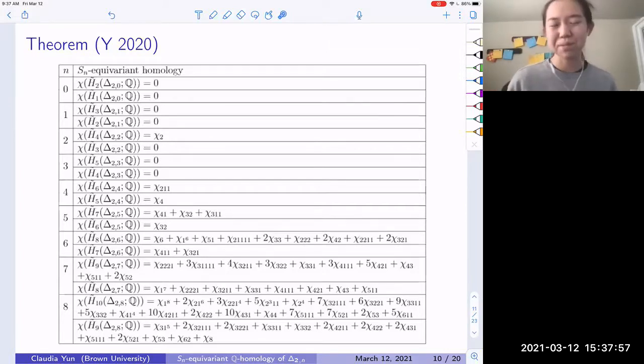And so it looks quite messy. And for the rest of the talk, I will say a little bit about how we were able to make this computation and maybe what to go after next.